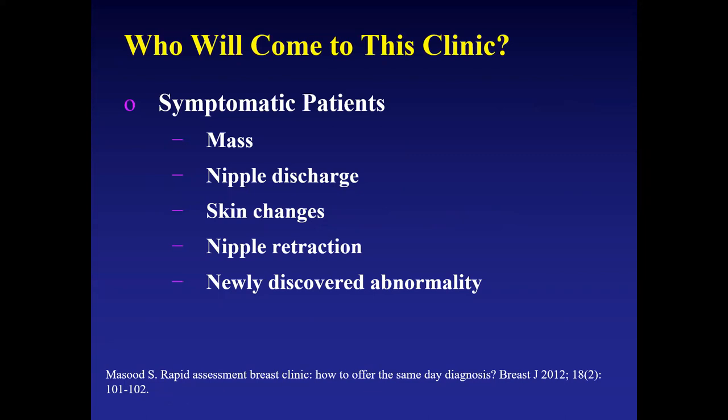Now, who will come to this clinic? These are people, the majority of whom are symptomatic patients. They come with a mass, nipple discharge, skin changes, nipple retraction, and newly discovered abnormality. So this slide particularly represents the need of a significant number of medically underserved populations in different countries of the world who really do not have access to screening mammography. They do not have access to the possibilities for women with palpable abnormalities or, for that matter, asymptomatic abnormalities that are discovered by screening mammography.